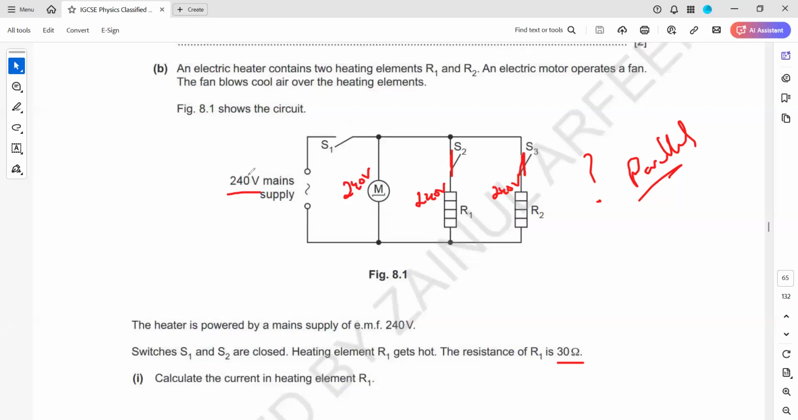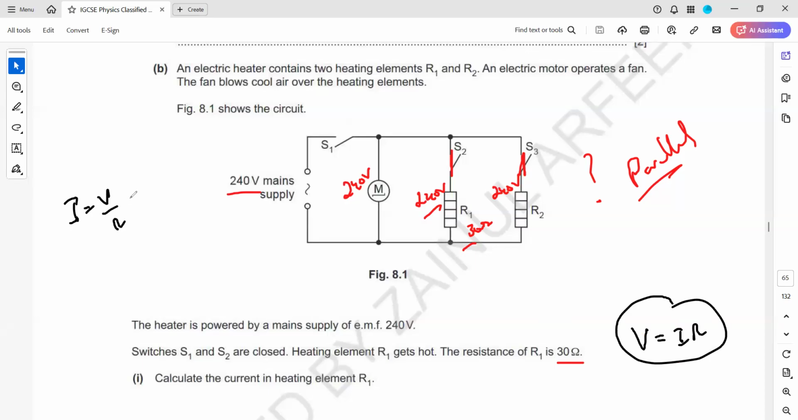So how to work out the current? By the formula. This is 30 ohm resistance and this is the voltage. So what's the formula? V equals IR, or R equals V over I, or I equals V over R. This is the main structure, V equals IR, Ohm's law. We have to write the main structure. If you directly write I equals V over R, there are 2 marks, so it's just 1 mark for the correct answer.